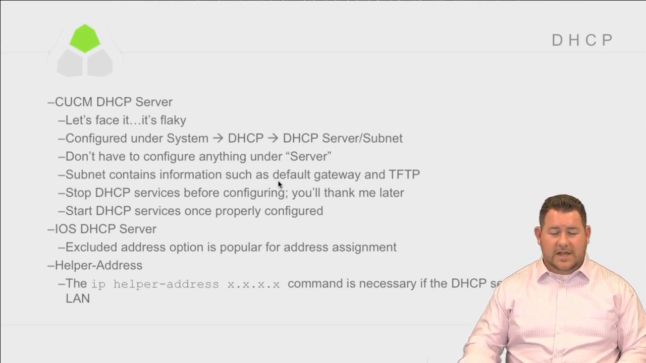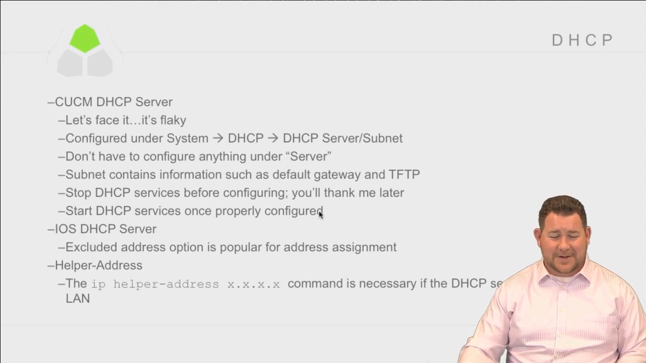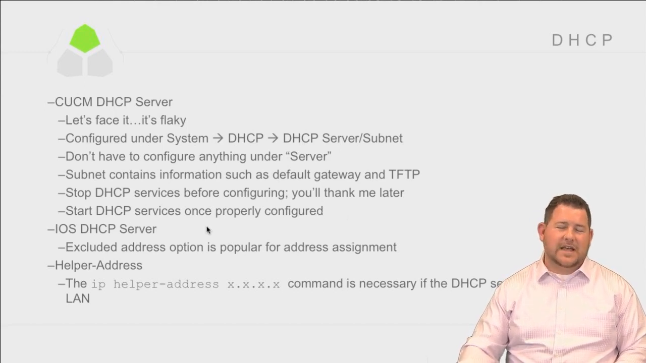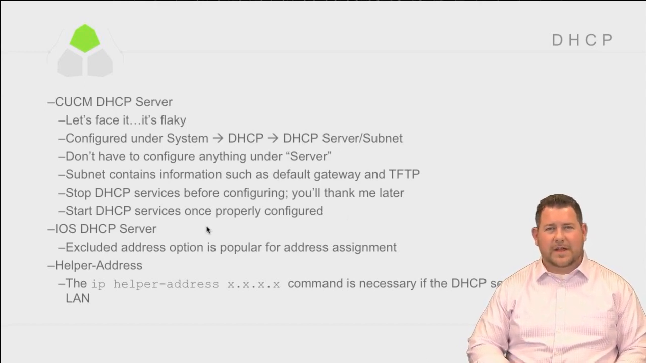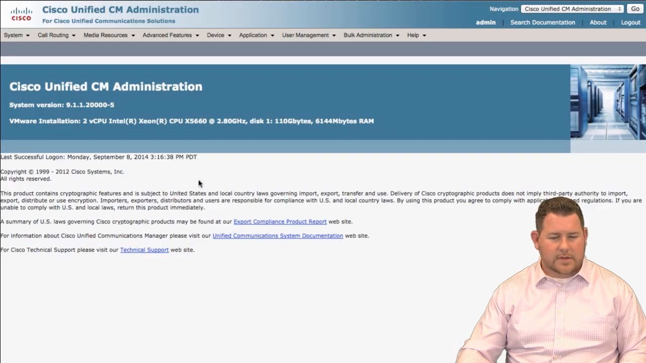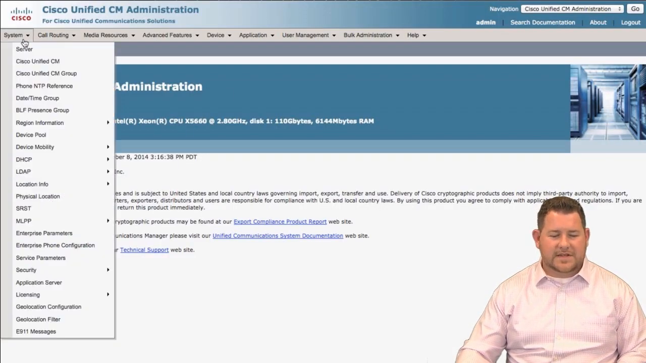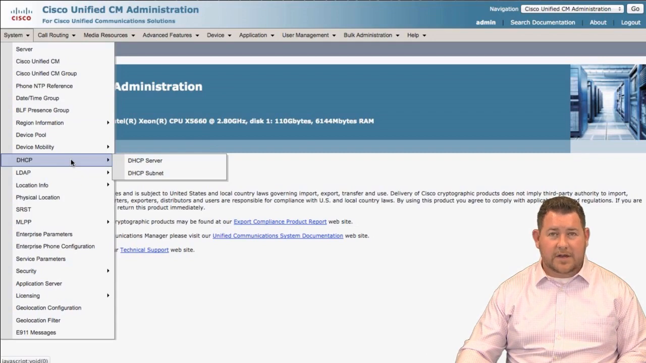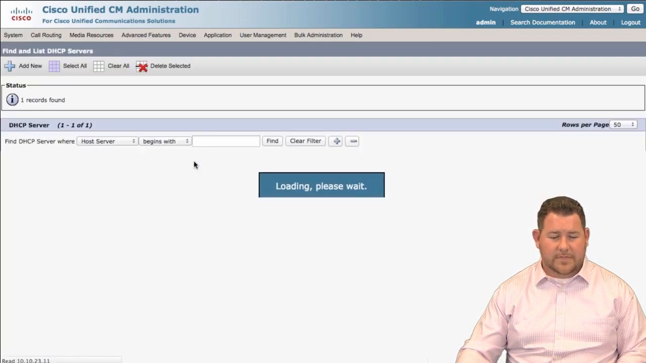So once again, stop DHCP services before configuring. You'll thank me later, is what I've officially put here in the slides. So once the actual configuration is done, of course, you can pop that DHCP server back on, and it should start dishing out addresses for you, provided that it was configured correctly. So let's take a quick look at that. And that would be under the System and DHCP menu, under DHCP Server.